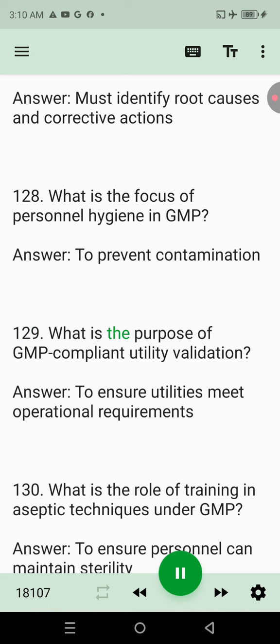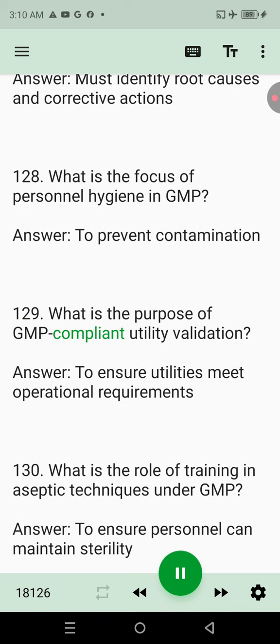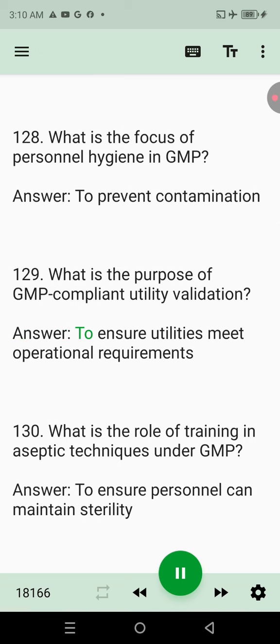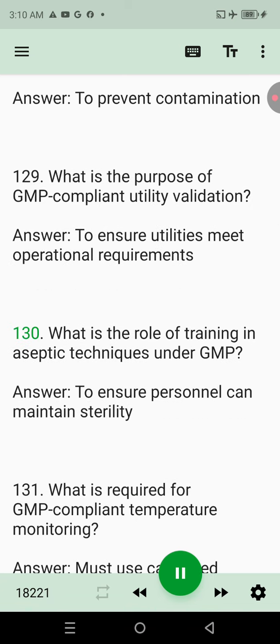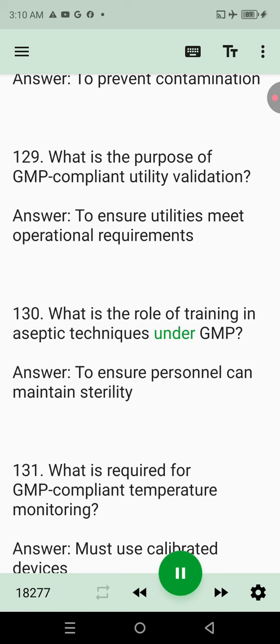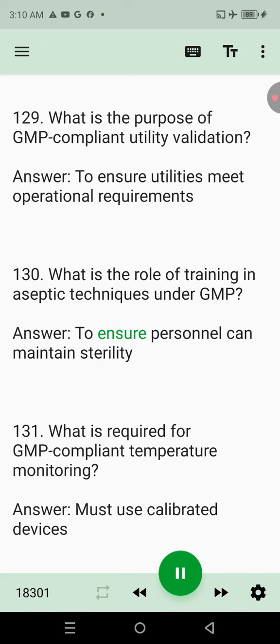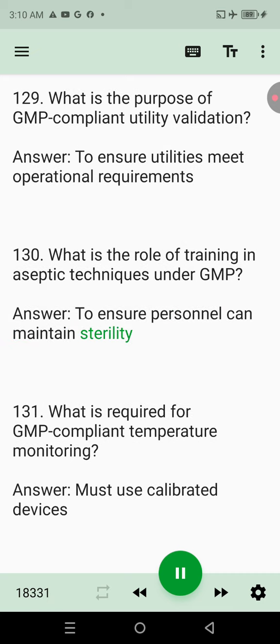129. What is the purpose of GMP-compliant utility validation? Answer: to ensure utilities meet operational requirements. 130. What is the role of training in aseptic techniques under GMP? Answer: to ensure personnel can maintain sterility.